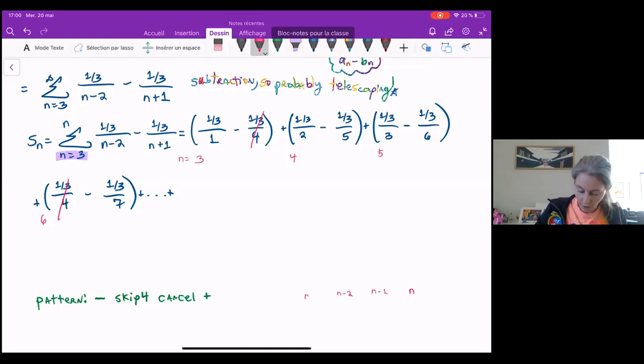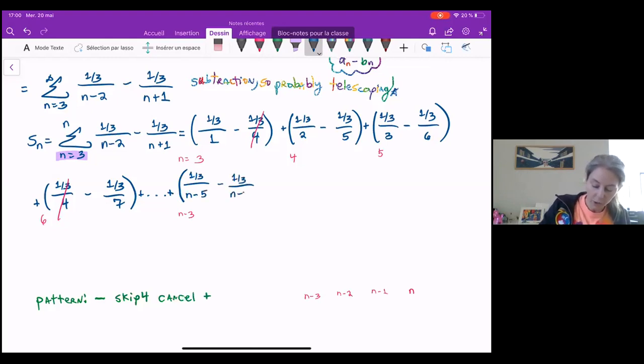N minus 3, you got it. So that's going to be the first thing that I plug in here. So I'm replacing n with n minus 3. So I have 1/3 over n minus 5 minus 1/3 over n minus 2 plus. Then I'm going to plug in n minus 2. And I'll have 1/3 over n minus 4 minus 1/3 over n minus 1.